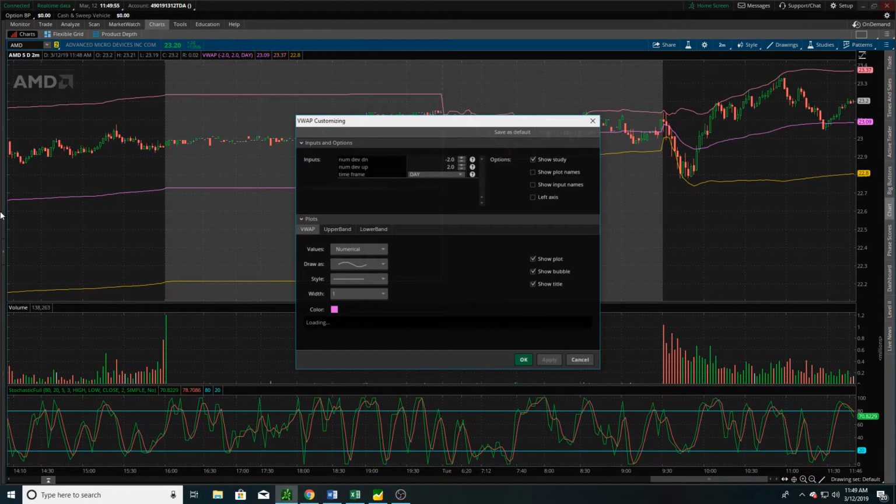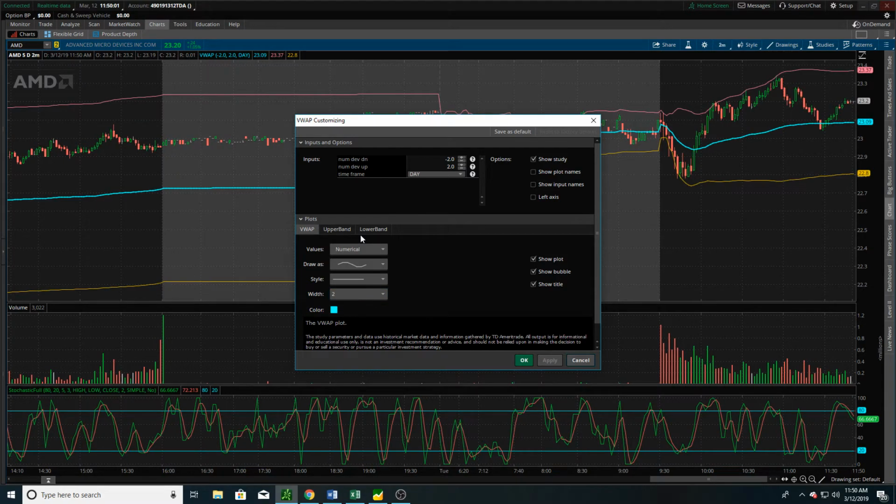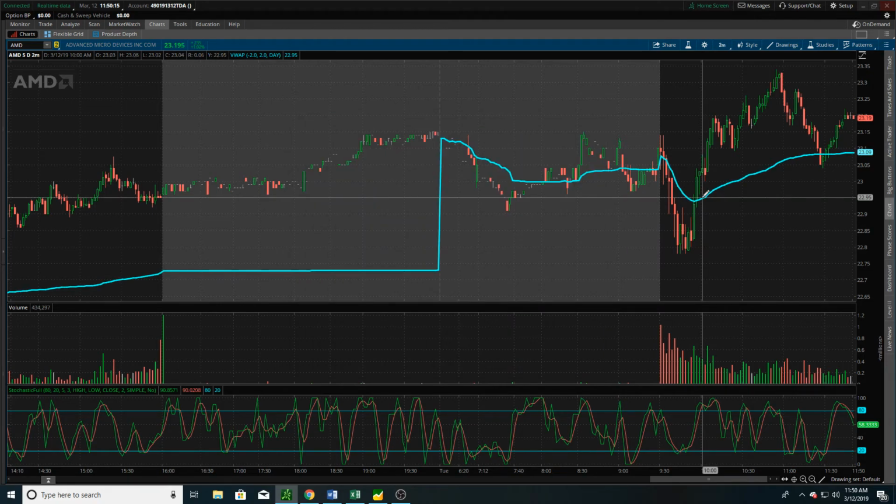I usually have it blue, and I double the thickness just because it is such a big one. And then, to take off the top and the bottom, I click off show plot, and take off show plot, and then apply. Boom, there you go. This is what you would see on my chart. VWAP, VWAP, VWAP. There you go.